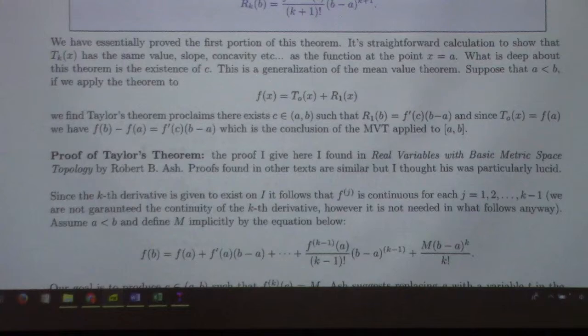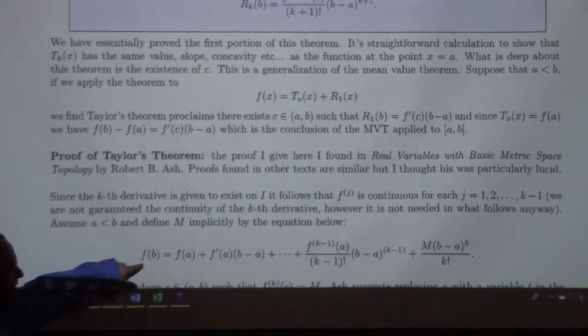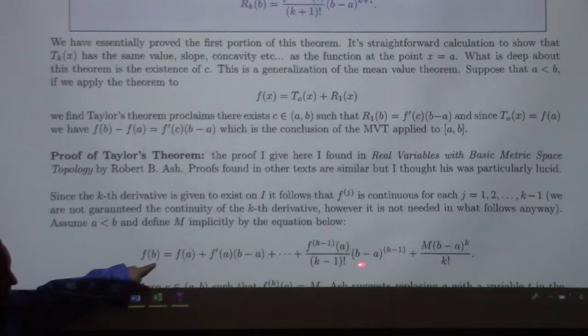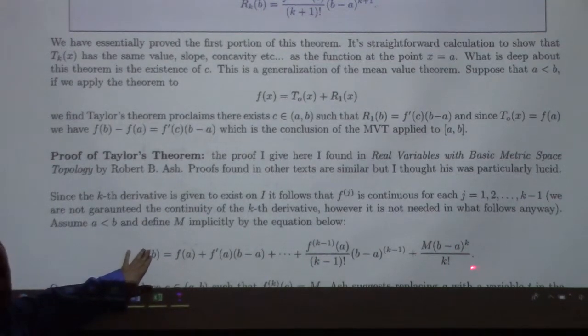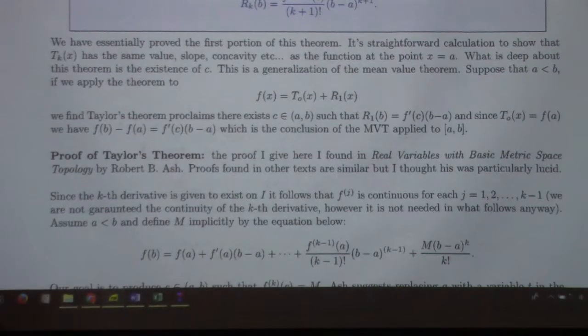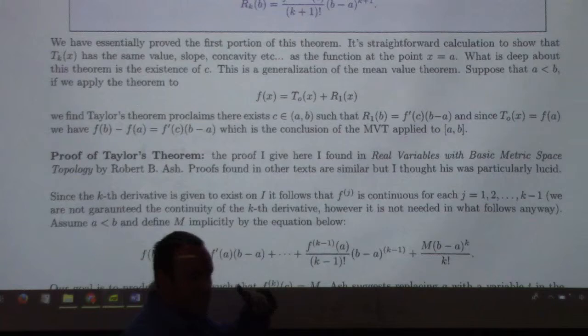So here it is. We're looking at the kth Taylor polynomial centered at A, evaluated at B. That's what this is. And then I'm defining M to be whatever you need to put over here, M times B minus A to the K over K factorial. This defines M, all right? You take that, you take A and replace it with a variable T.